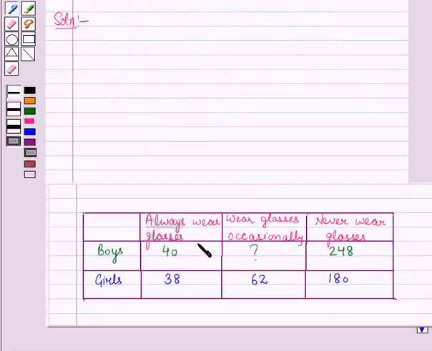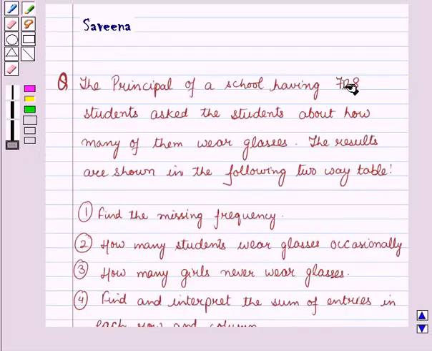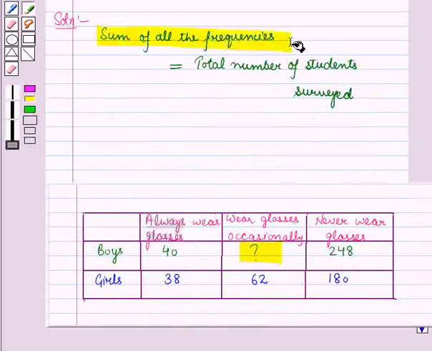Now in this question, we are given a two-way table that shows the number of students who always wear glasses, who wear it occasionally, and who never wear glasses. Now in the first part, we have to find the missing frequency. Total number of students surveyed is given as 728. Now here, the sum of all the frequencies is equal to the total number of students surveyed.